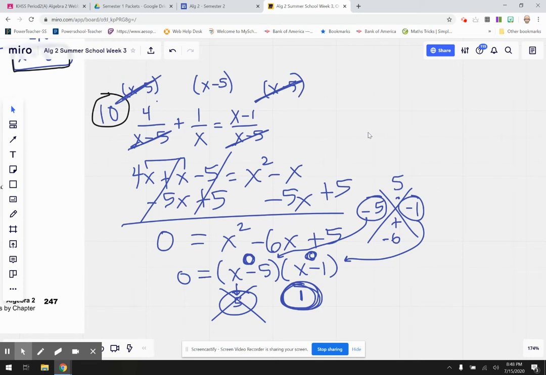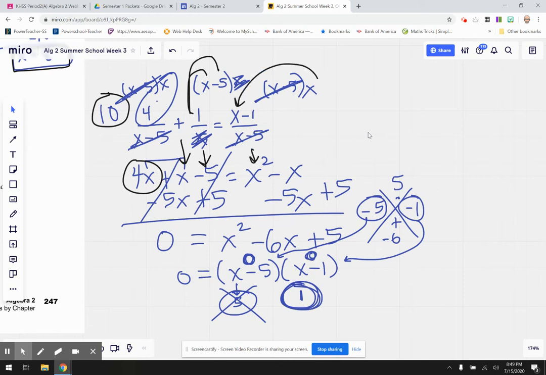So to get rid of the second one, you need to multiply everything by x. And what that's going to do is get rid of the second denominator. But the x stays on the other two. So here you have 4x. That's this 4x right there. Then you have the 1 times the x and the 1 times the negative 5. That's your 1x minus 5. And then you have x times x, which is x squared, and x times negative 1, which is negative x.